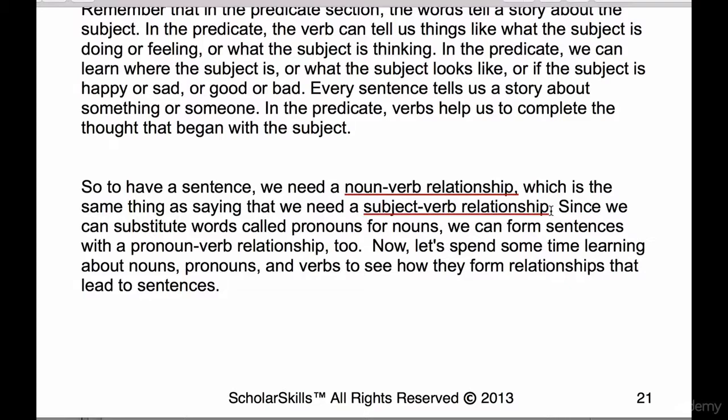In English, words establish relationships or connections that help us to understand what they're doing in the sentence. Okay? So since we can substitute words called pronouns for nouns, we can form sentences with a pronoun-verb relationship also. And we'll look at the pronoun in a little while. But now let's spend some time learning about nouns, pronouns, and verbs to see how they form relationships that lead to sentences.